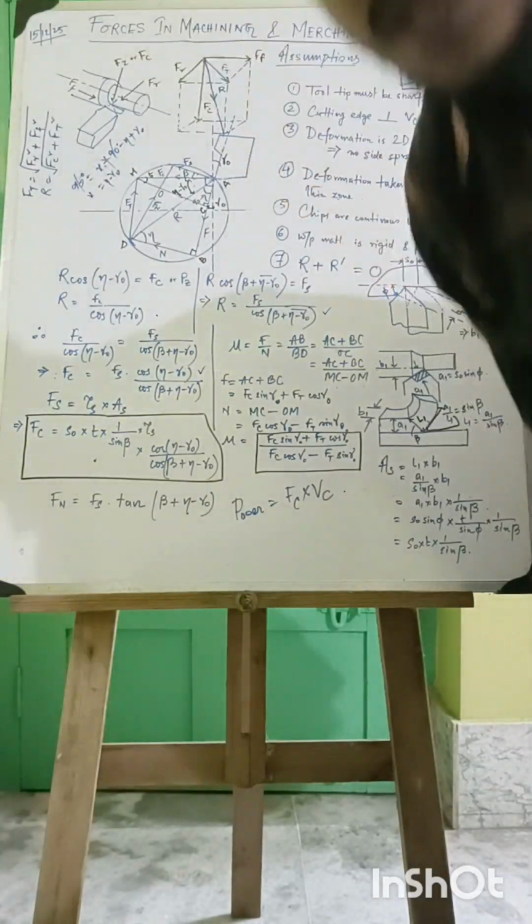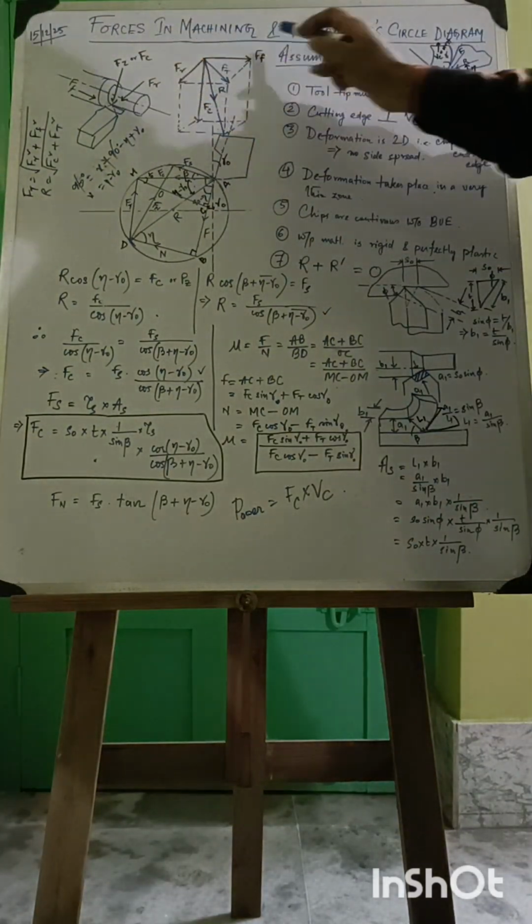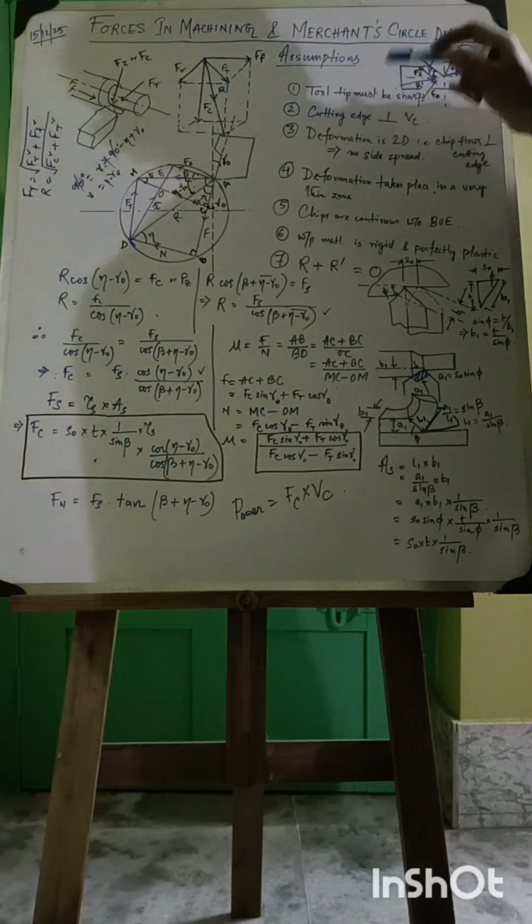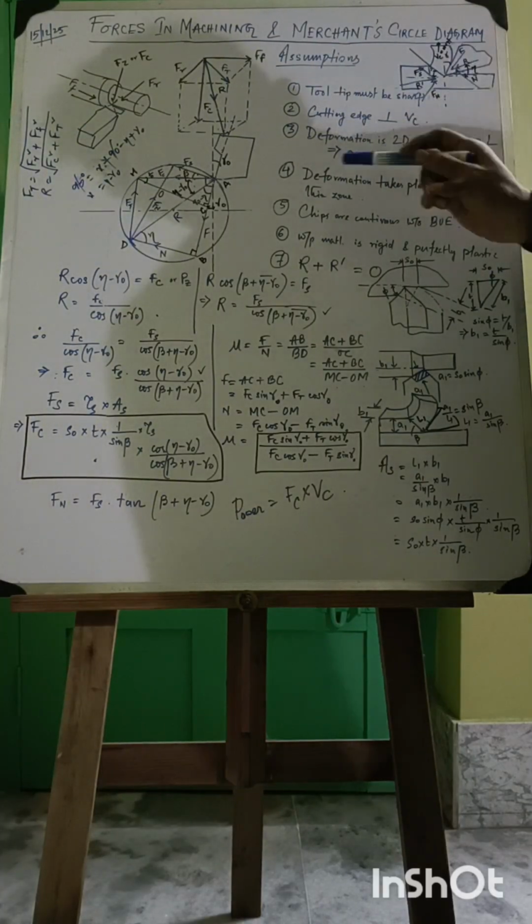I am Oyan Banerjee. Today I will teach forces in machining and the Merchant circle diagram. First, the assumptions for the Merchant circle diagram. One, the tool tip must be sharp, that is, the chip must make contact only with the rake face.